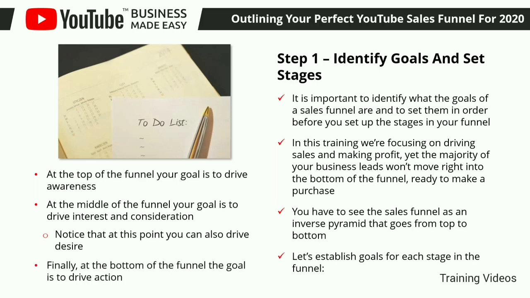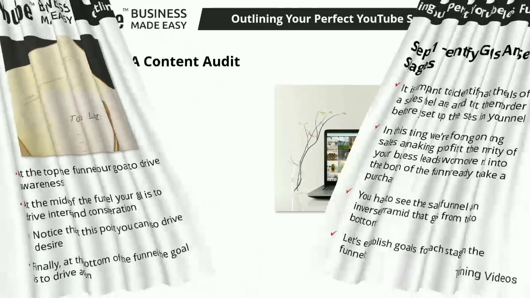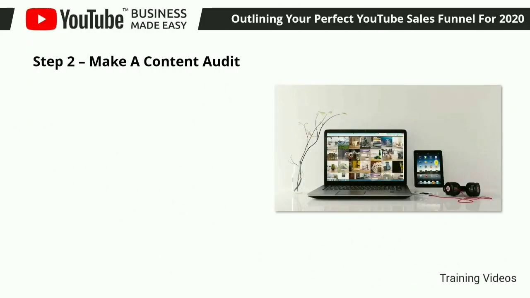Finally, at the bottom of the funnel, the goal is to drive action. This is when a lead is ready to convert by signing up for a trial or making a purchase. Step number 2. Make a content audit. The next step is to audit your channel to make a content inventory. What you'll do at this point is to check the content that you have in your channel and to take notes about the different types of videos that you have produced. And you are going to analyze how each video can help a lead move from one stage to another.